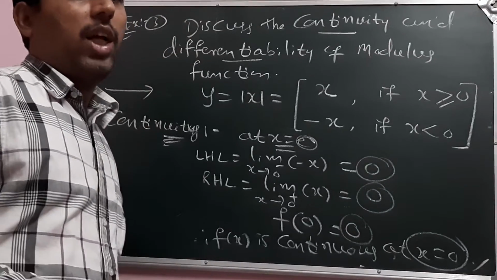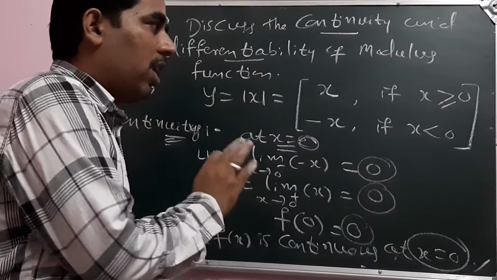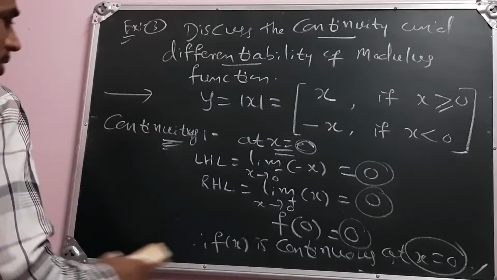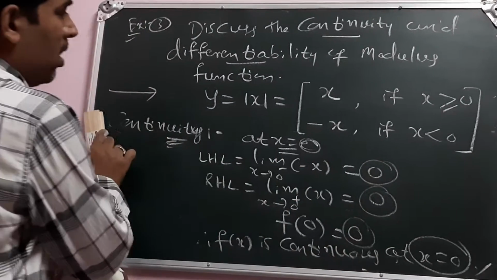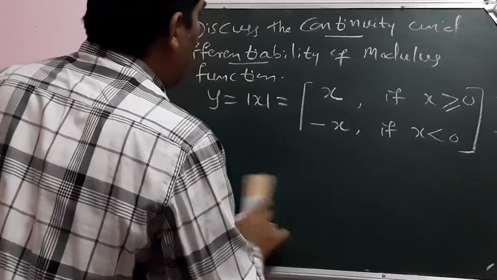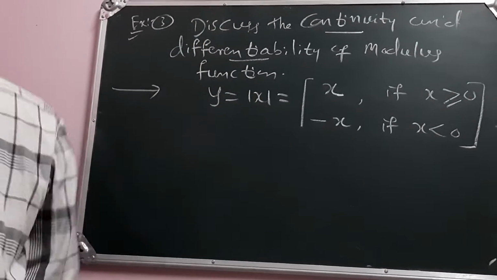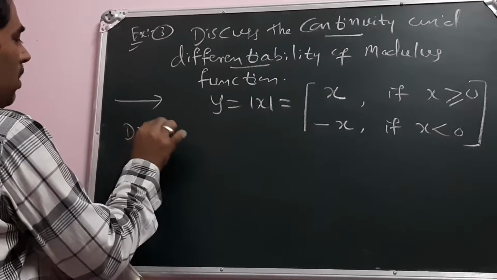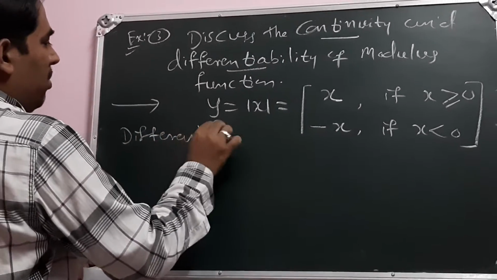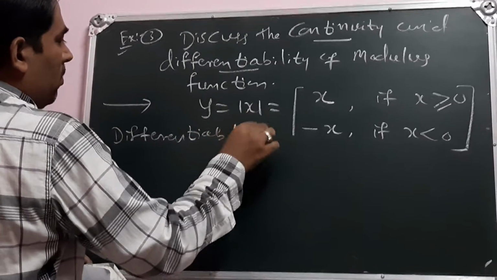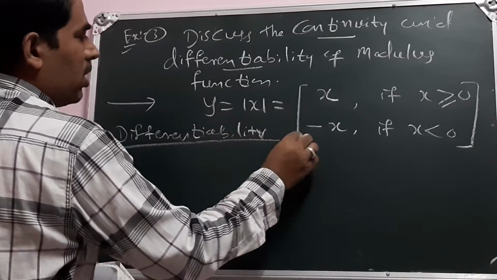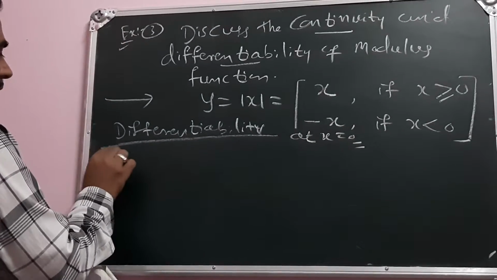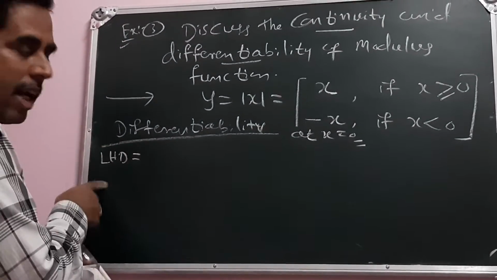Okay, next we have to check the same function, is it differentiable or not? So let's consider that one. It is continuous. So now let us verify it for differentiability. Differentiability at the same point, x is equal to 0. Okay, I will work it out here. See, differentiability means left hand derivative.